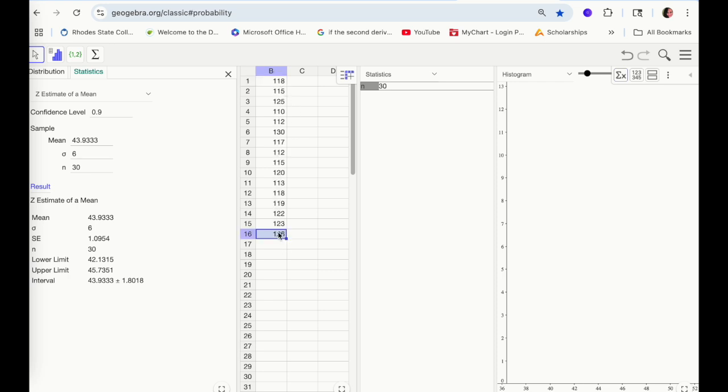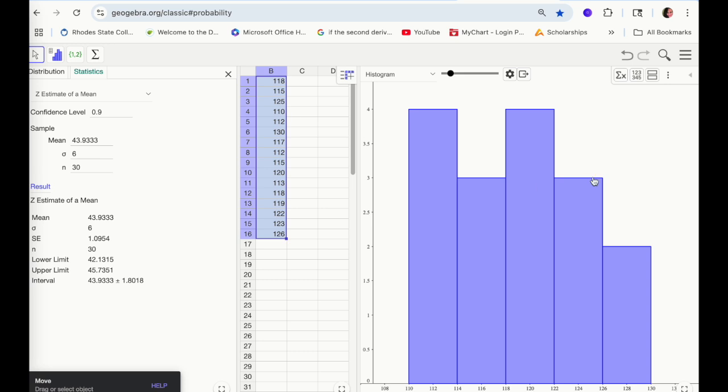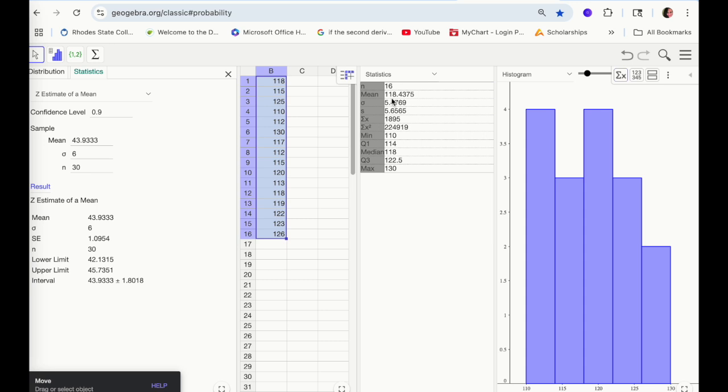Okay, now that we have the data in there, I'm going to highlight from 1 to 16. I'm going to come over and choose one variable stats, and then choose the sigma x so we can see our statistics. We get that our mean is 118.4375. Our S, our sample standard deviation, is 5.6565. So that's what we're going to use to calculate our confidence interval.